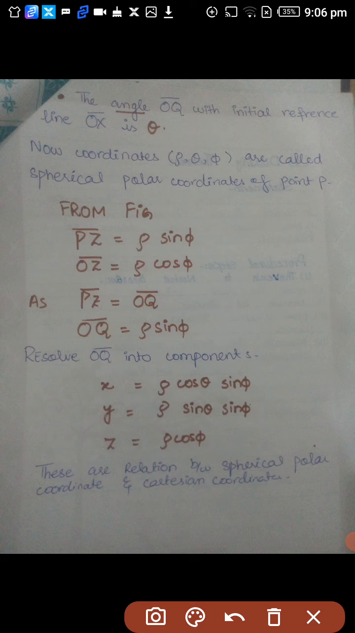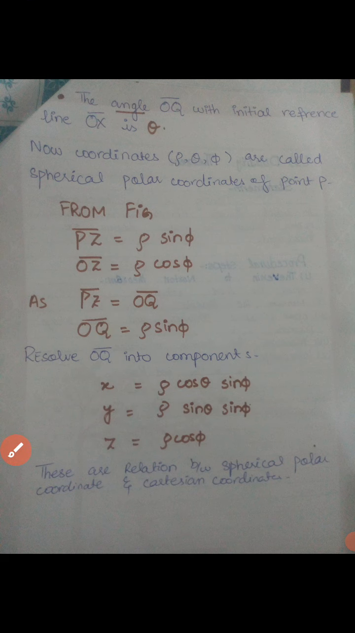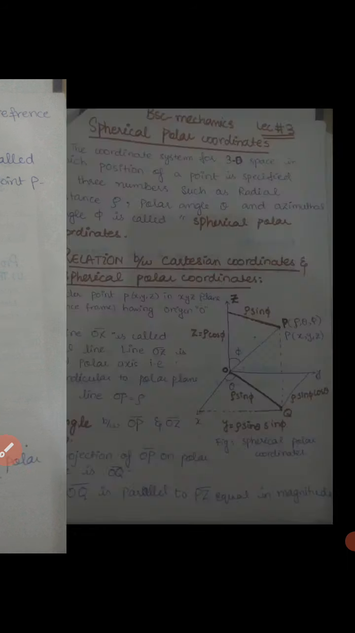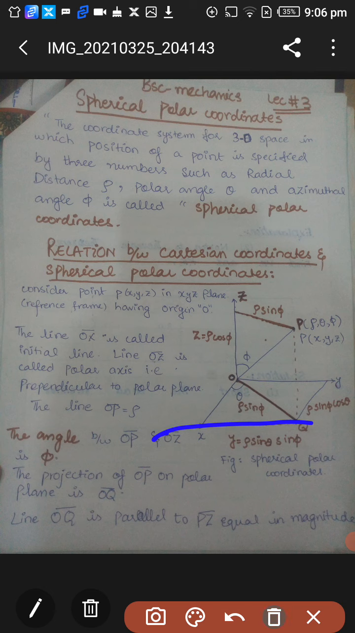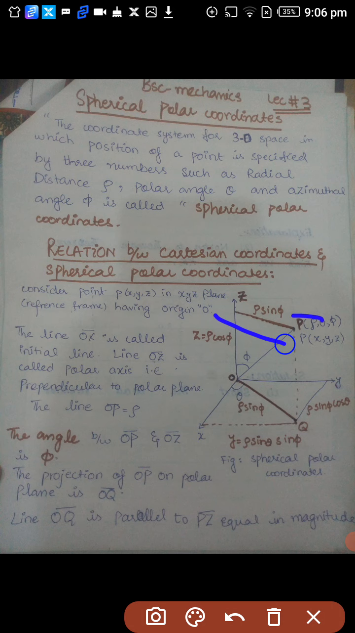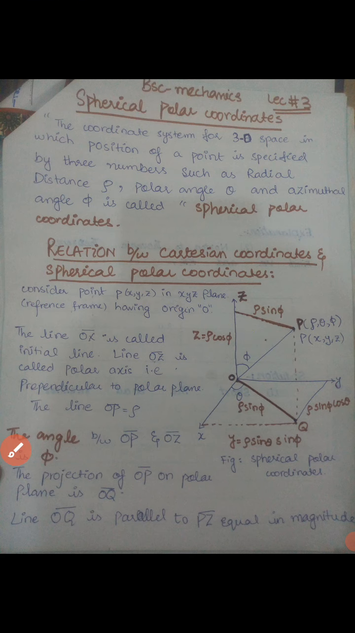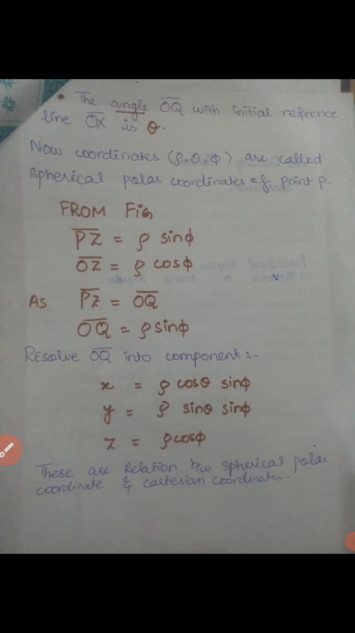From the figure, you can see that PZ is equal to rho sine phi. Where is PZ? PZ is here. You can see that PZ is equal to rho sine phi. Similarly, OZ is equal to rho cos phi. So PZ is equal to rho sine phi, OZ is equal to rho cos phi, PZ is equal to OQ, and OQ is equal to rho sine phi.